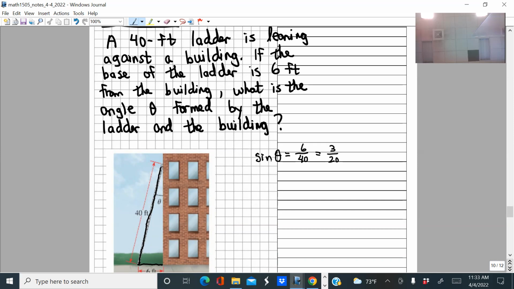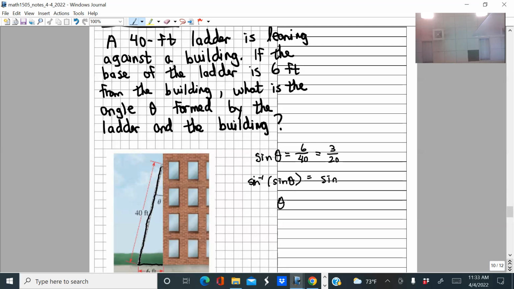But now we have to solve for theta, right? So we have to eliminate the sine. Since sine is a function, the way you can undo the function or eliminate it is by applying its inverse, right? So you take sine inverse. This is what's great about inverse functions. They help us solve equations like this one.